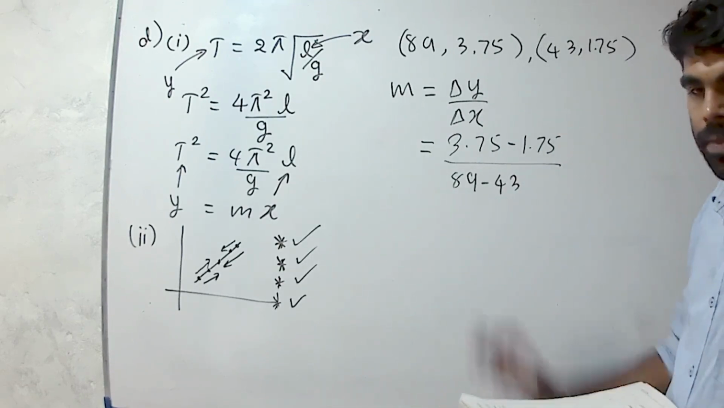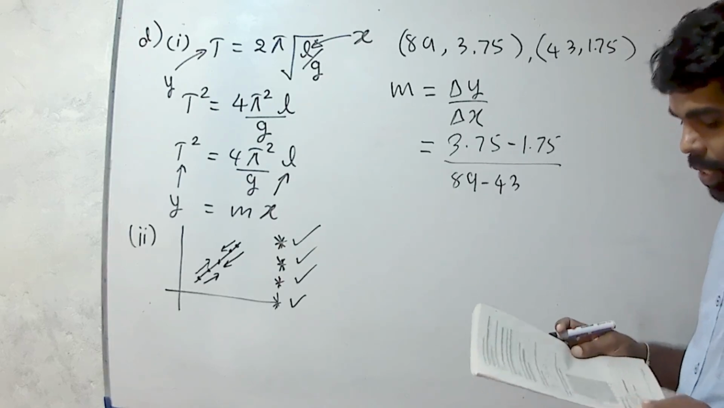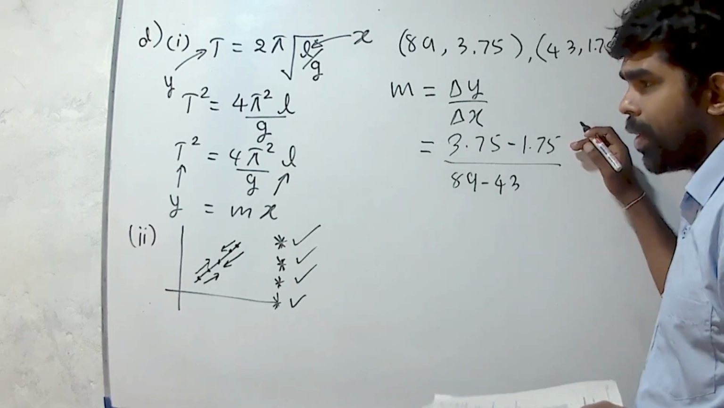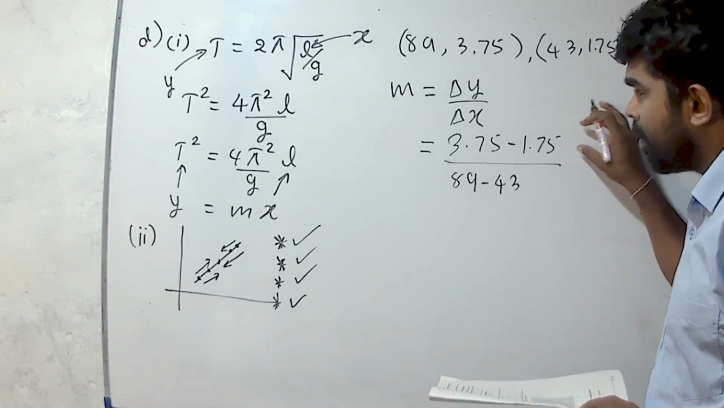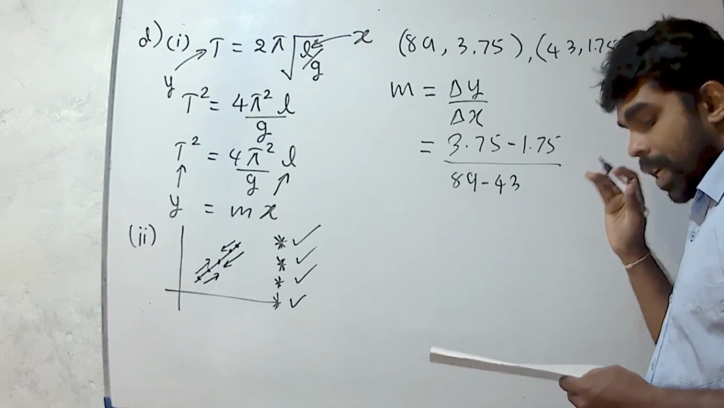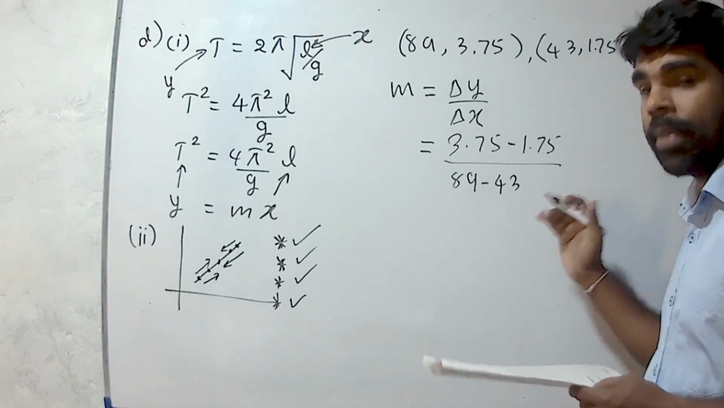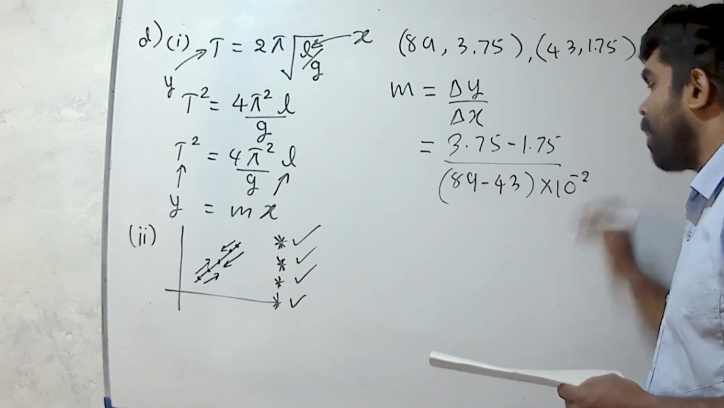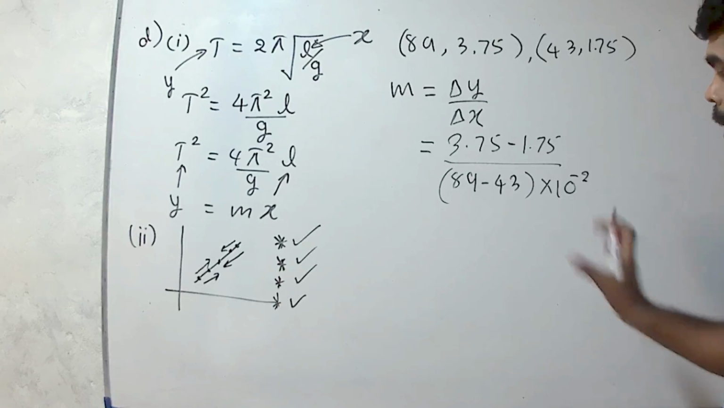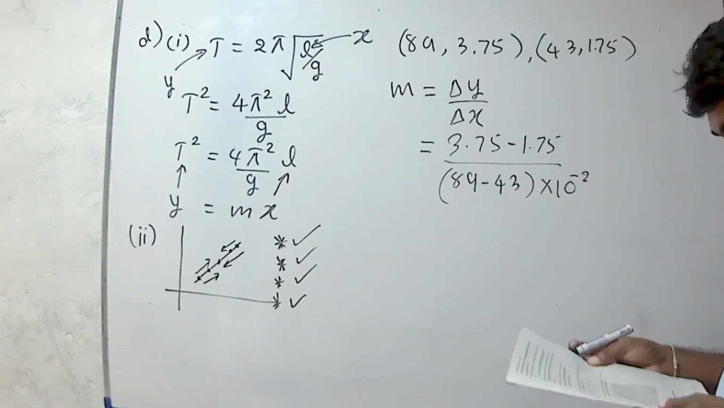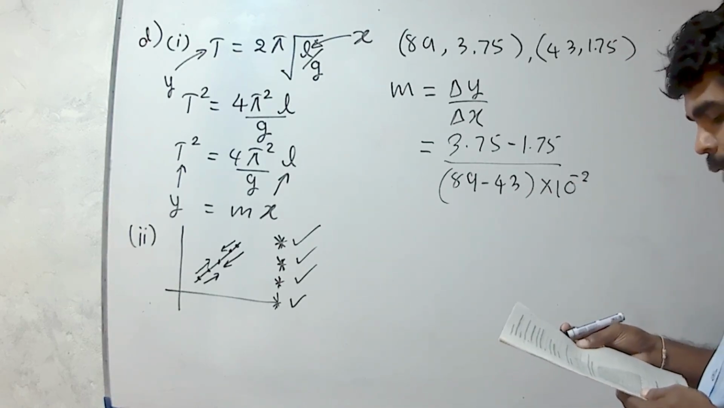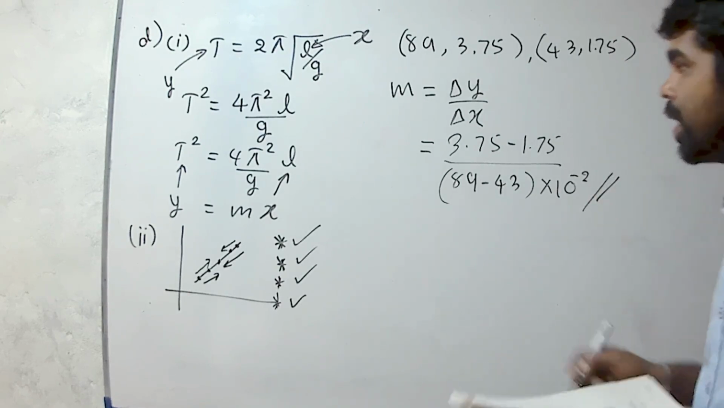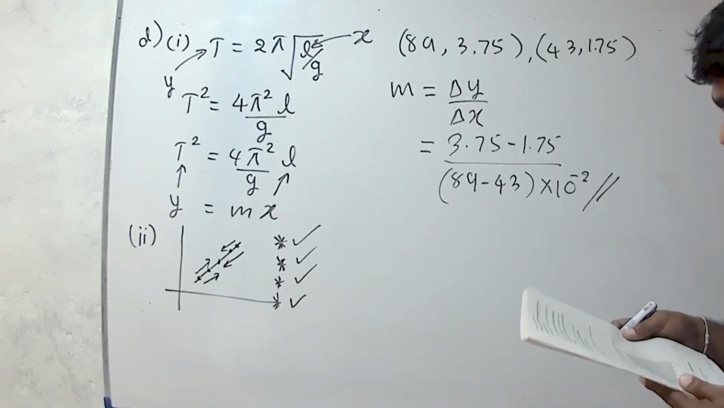But the y-axis values are given in seconds. They have given square seconds. It is SI unit. We can take this as the difference of y. But the x-axis is given in centimeters. Therefore, we have to convert it to SI unit, meter, 10 to the power minus 2. We have to convert this centimeters difference to meters. They have said do not simplify the value of gradient. Therefore, we can consider this one as the answer for part 2.